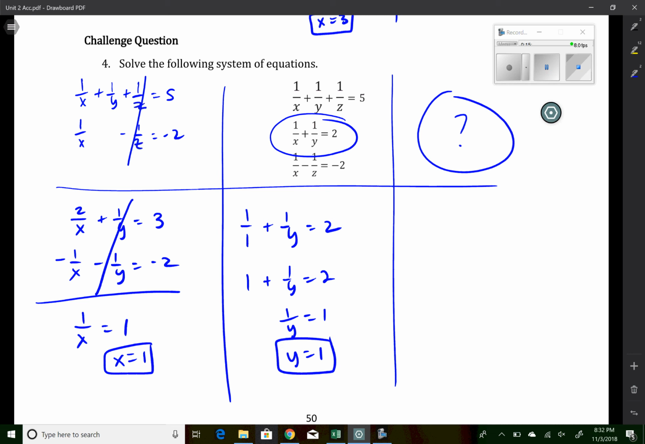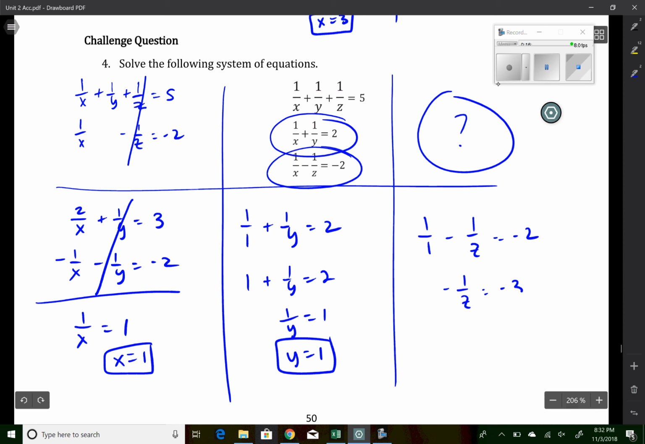And since I know x and I know y, I now can find z. I don't even have to plug back into the first equation. I could use that third one. I could say 1 over 1 minus 1 over z equals negative 2. What's that going to be? So it's going to be negative 1 over z equals negative 3. Well, the only way to make that work is to make z positive 1/3. Cross multiply, divide by negative 3, and you wind up getting positive 1/3 for your final answer there.